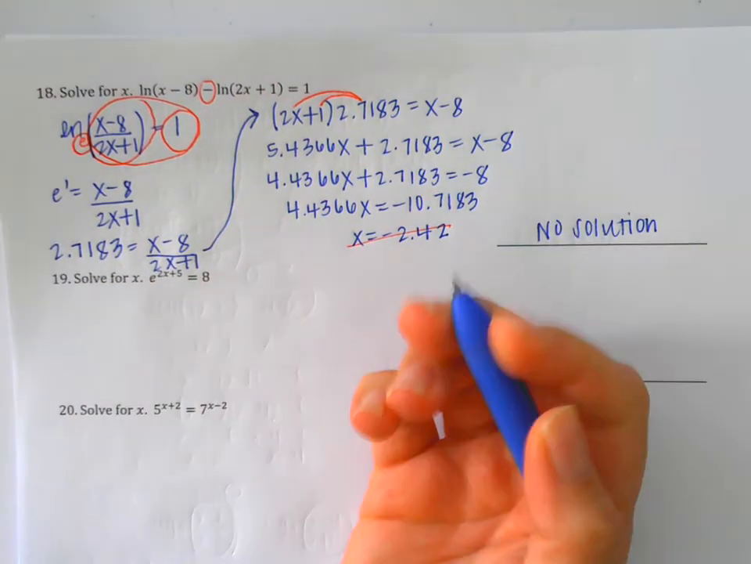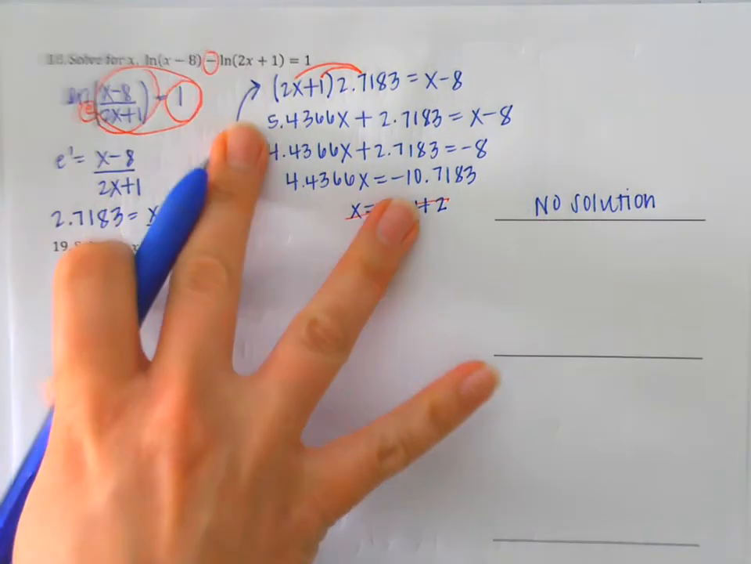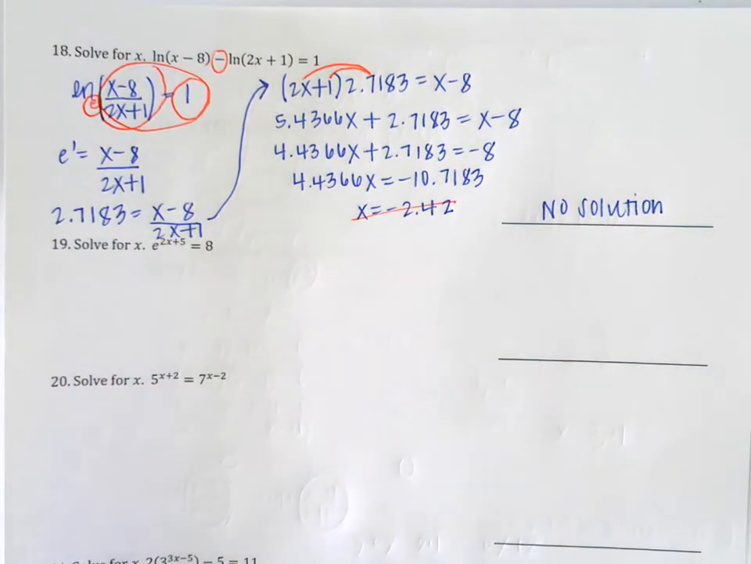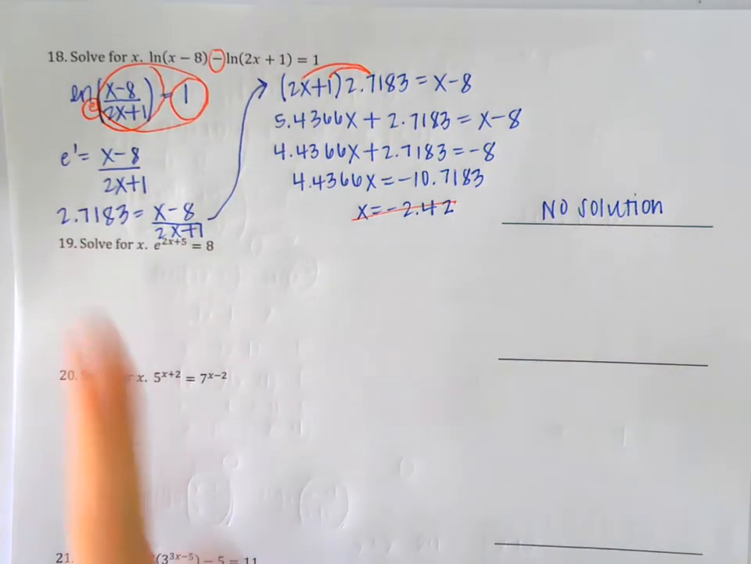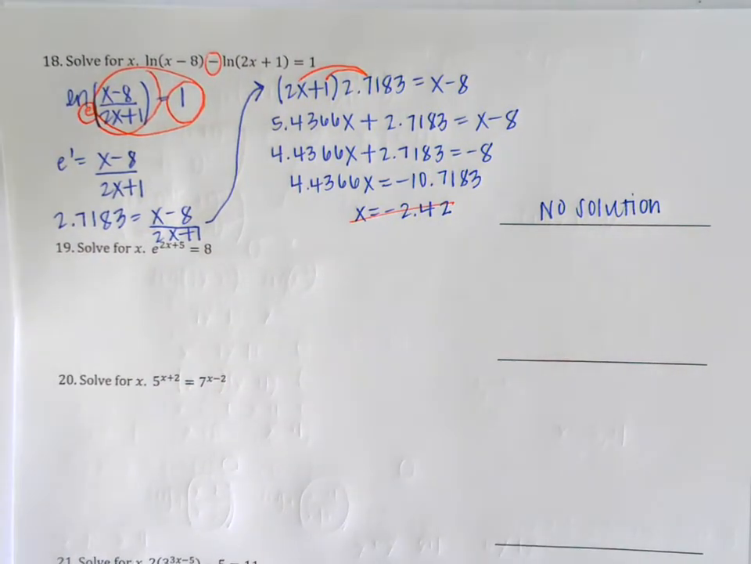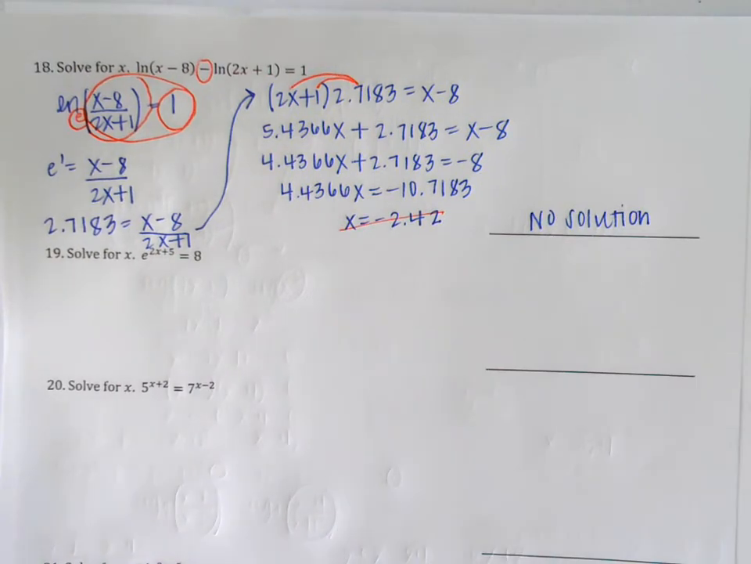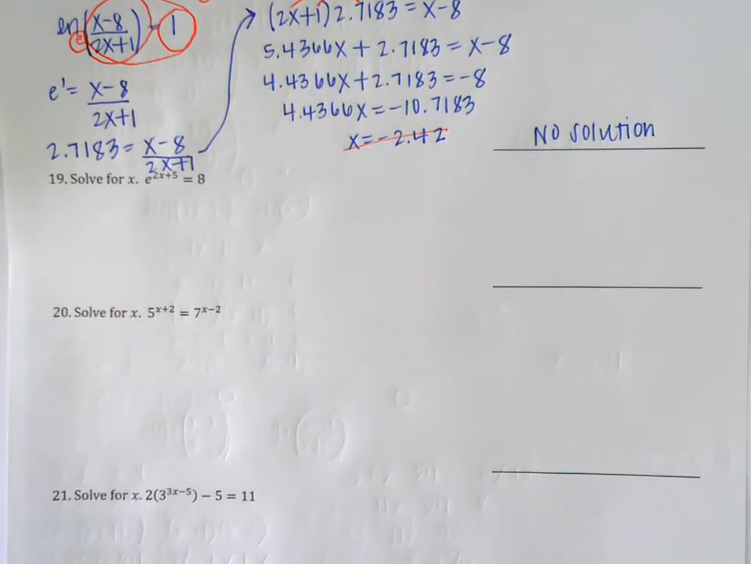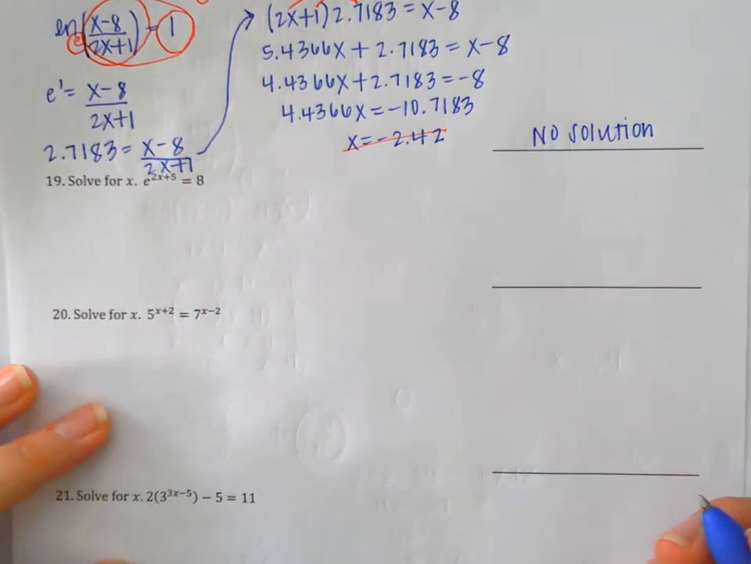Okay, so that was our second type. When we have a log on one side, we always condense and then change to exponential. Now, 19 through 21, we don't have logarithms. We have an exponential, and we can't get a common base. So whenever you have an exponential and you can't get a common base, that is when we are taking the ln or the log or whatever you want to do. I always take the ln of both sides and then solve for x.